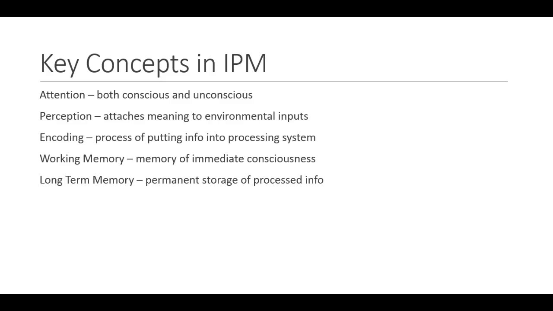All of those things help to shape perception, and so what is meaningful for some people may not be meaningful for other people. In coding, in the contemporary models, this is what we call the process of putting information into the processing system and really processing it so that it goes into long-term memory. And then rather than short-term memory, contemporary talks about working memory. And this is the memory of our immediate consciousness. And then long-term memory is where we store processed information and are able to retrieve from there to make new information meaningful.